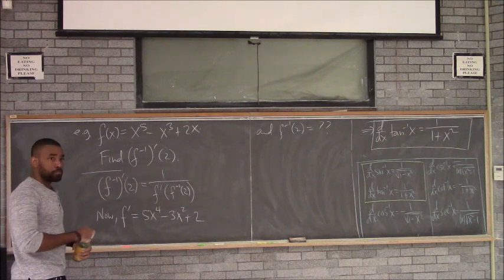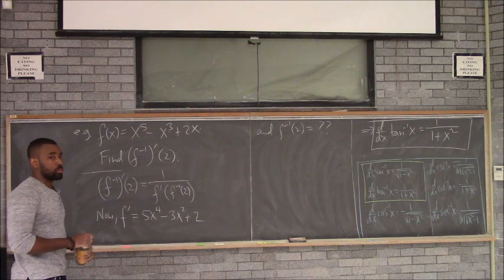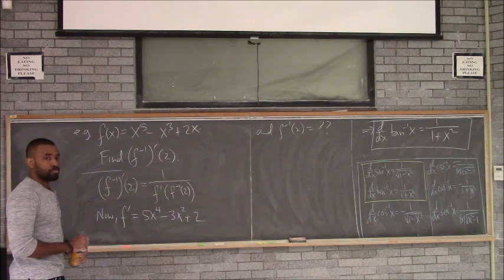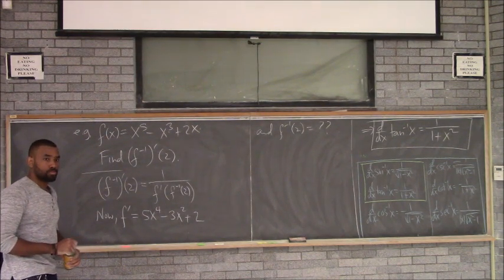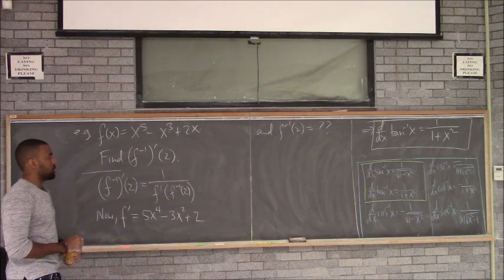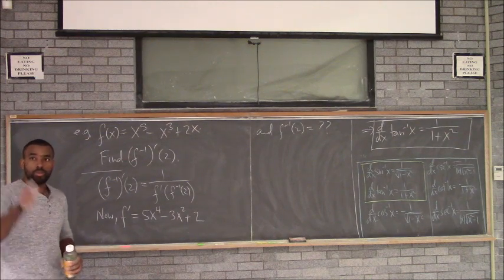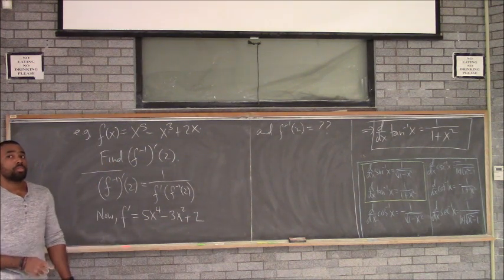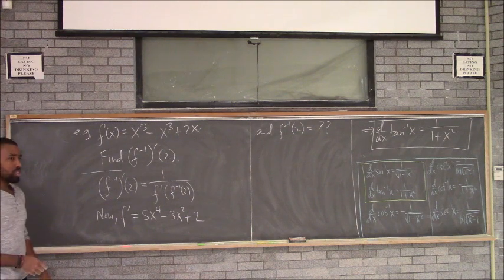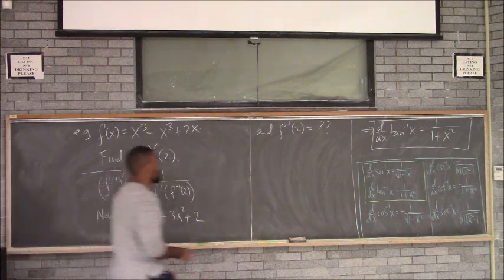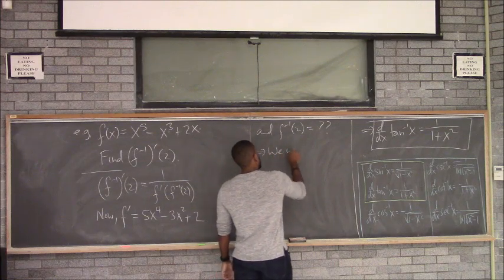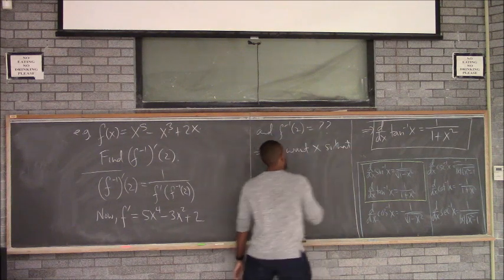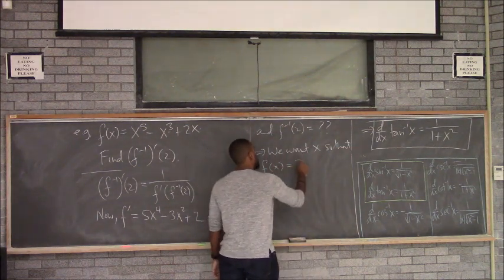Don't we just plug in 2 and then do the derivative of that? Plug in 2 where? The derivative? That's f prime of 2. I want f inverse of 2. Right. The input of the inverse is the output of the original function. So this means we want x such that f of x is going to give me the output 2.